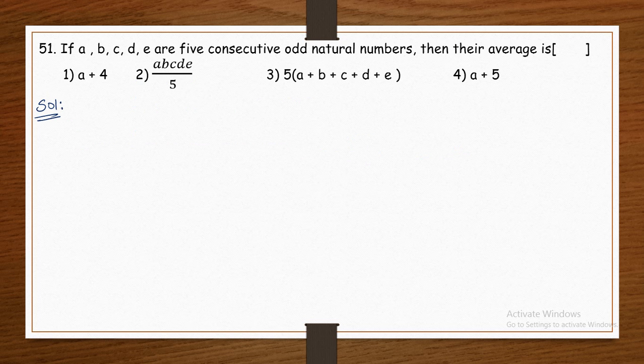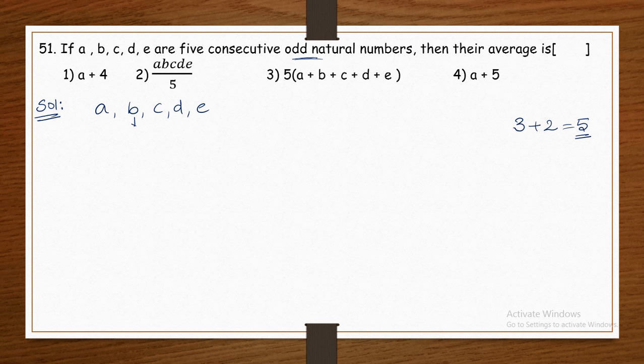So what about 2 consecutive odd natural numbers? If I consider one particular odd number 3, then its consecutive odd natural number will be obtained by adding 2 to this particular given number, right? That means the next consecutive odd natural number is 5. Likewise here also, what are the given numbers? A, B, C, D, E. So these all are nothing but the 5 consecutive odd natural numbers.